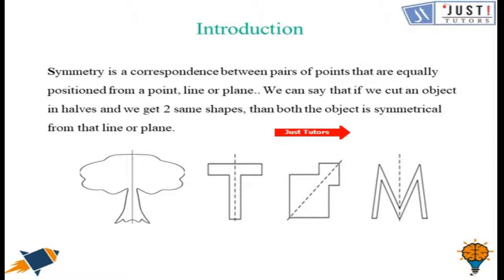For example, if you look at this shape, this is the line of symmetry because it divides the shape into two equal halves. The two equal halves have the same shape and size, and the same thing goes for this T shape, this shape, and for this letter M.